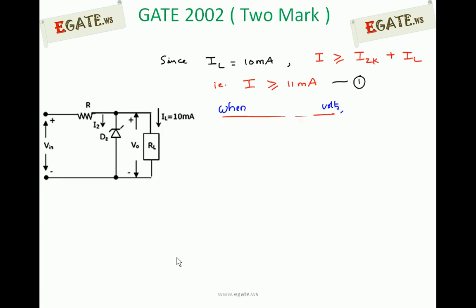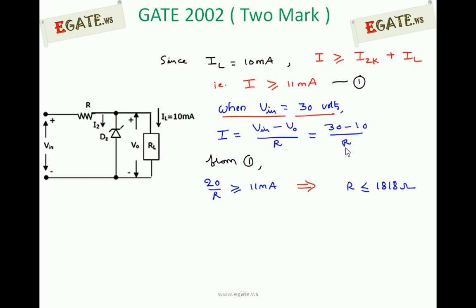First case, when V input is equal to 30 volts. The current flowing through the resistor R can be written as I equals V input minus V0, divided by R. V input is 30, V0 is 10, so 30 minus 10 by R, that is 20 by R. From equation 1, this current must be greater than or equal to 11 milliamperes. So 20 by R should be greater than or equal to 11 milliamperes. That yields R should be less than or equal to 20 by 11 milliamperes, which gives 1818 ohms.